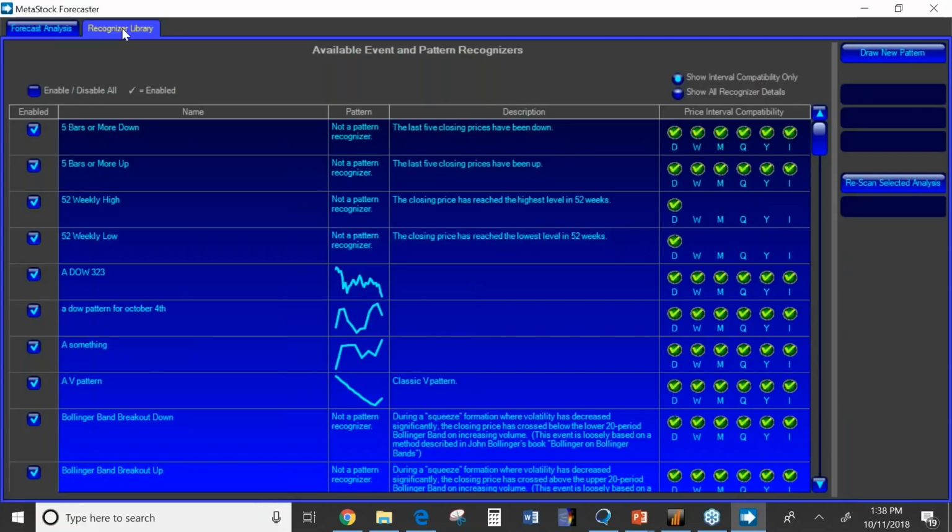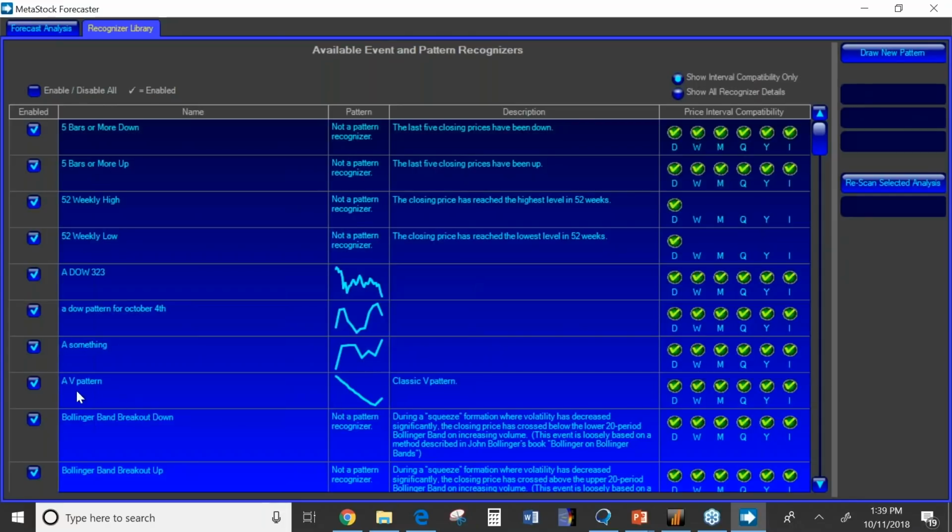So events, let's talk about those first. Right here, I'm looking at a list of all of the events I've got in my forecaster, and a lot of these events are pre-built. Here you've got five bars or more down in a row, five bars or more up in a row, 52-week highs, 52-week lows. Here you've got a bit of a pattern. I took this off of a chart, and I'm going to show you how that works. Here we have a Dow pattern, and here's another pattern. You'll notice these look like they've been hand-drawn or taken from a chart, and they have a bit of an explanation of how that looks.